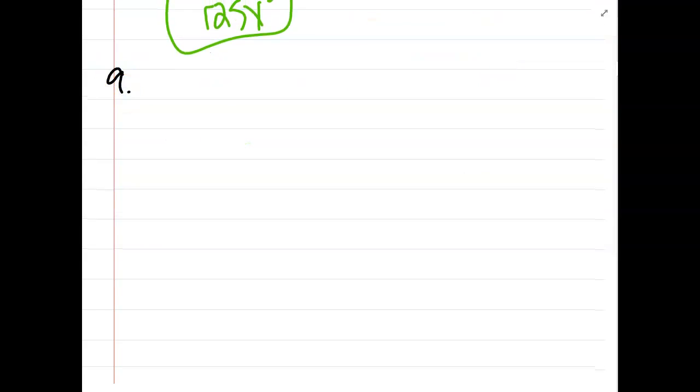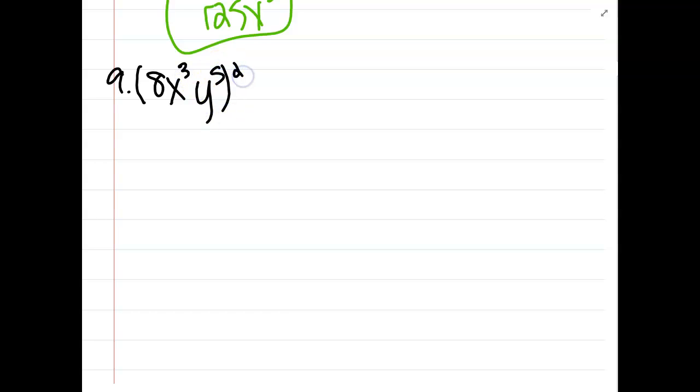Okay, number 9. In parentheses, 8x cubed y to the 5th squared. And then the second set of parentheses, xy to the negative 4. Now, we need to get rid of those parentheses. That's typically the first thing you're going to want to do is get rid of the parentheses. So the first set of parentheses, everything in here is getting squared. So you're going to take 8 squared. 8 times 8 is 64.